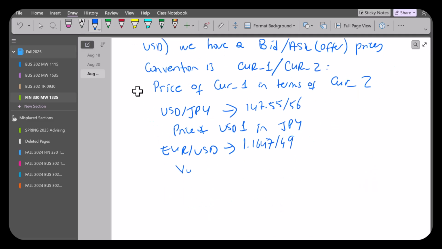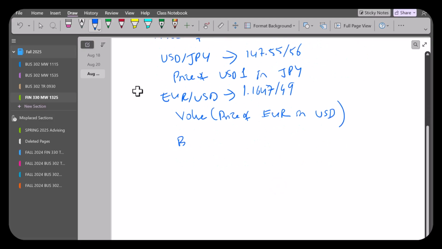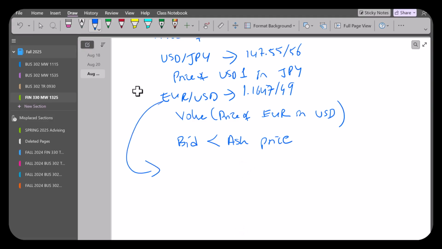This is value or price of €1 in US dollar terms. Obviously, bid is always less than the ask price. So let's take this.